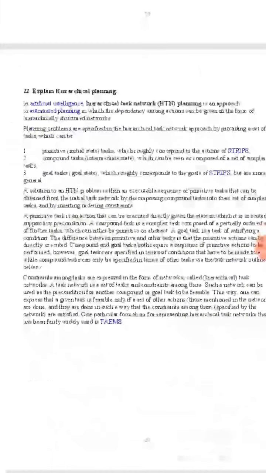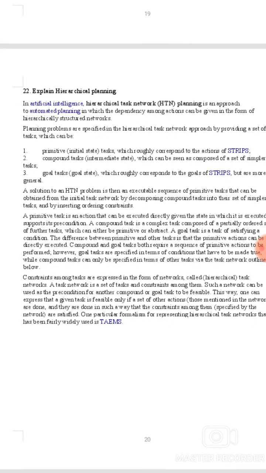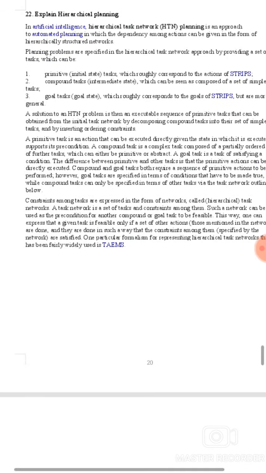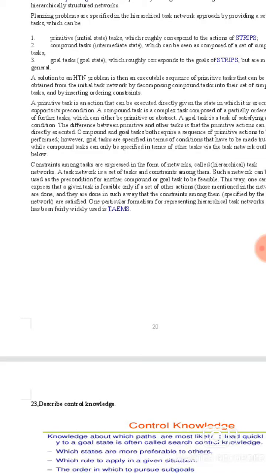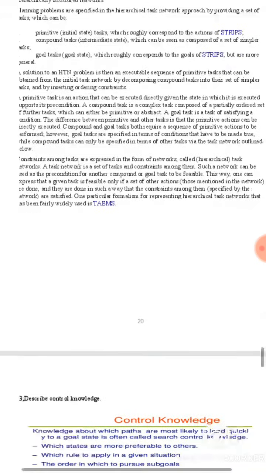Explain hierarchical planning. In artificial intelligence, hierarchical task network planning is an approach to automated planning in which the dependency among actions can be given in the form of hierarchically structured networks. Primitive, compound task, goal task. Constraints among tasks are expressed in the form of networks called hierarchical task networks.